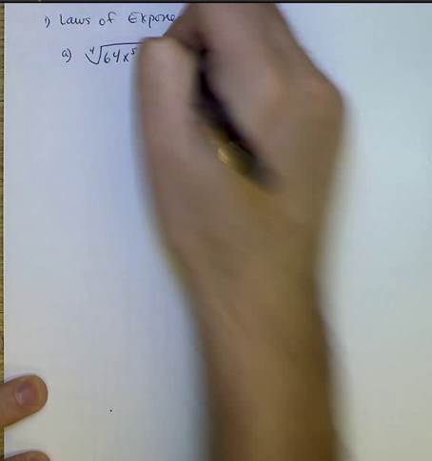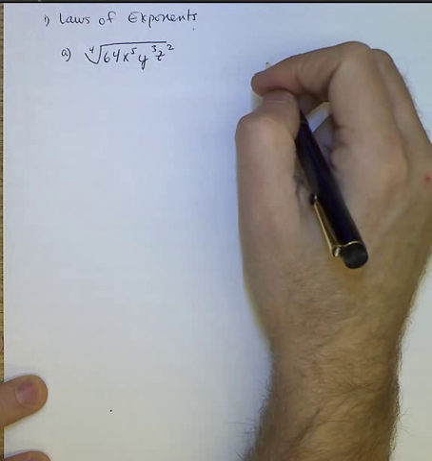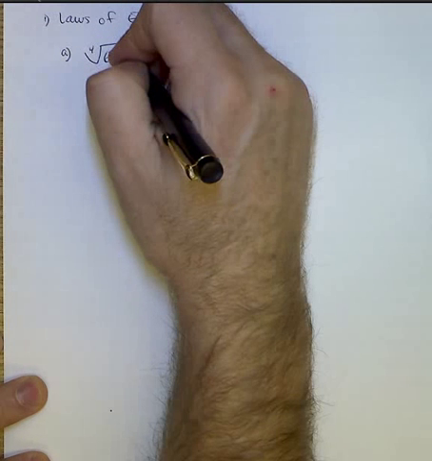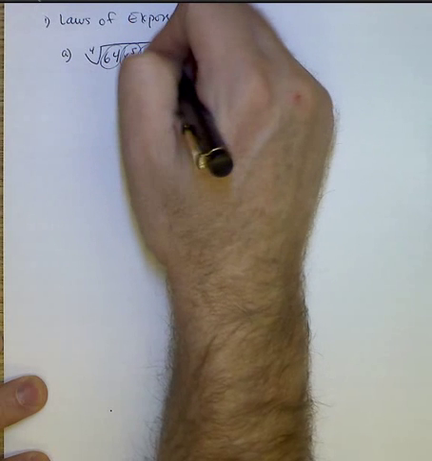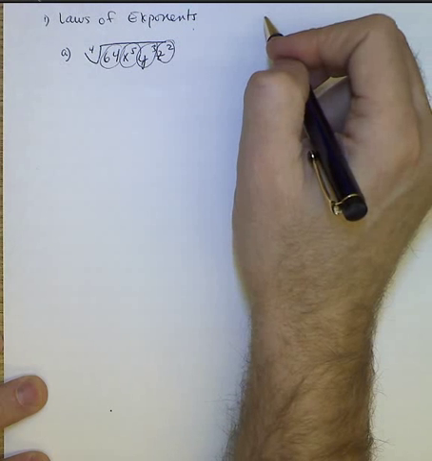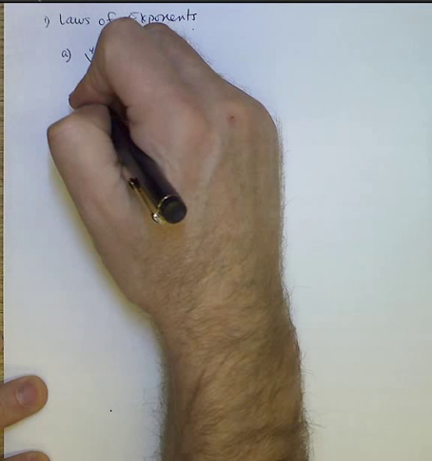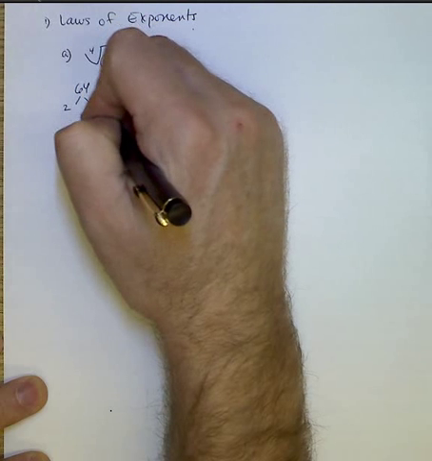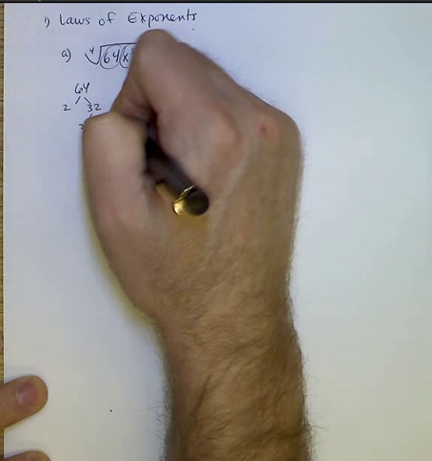Fourth root of 64x to the 5th y cubed z squared. What you need to do is look at each piece one at a time, and figure out how many groups of 4, because it's a fourth root, you can pull. So let's start with 64. With 64, we don't know yet. We need to draw our prime number tree.